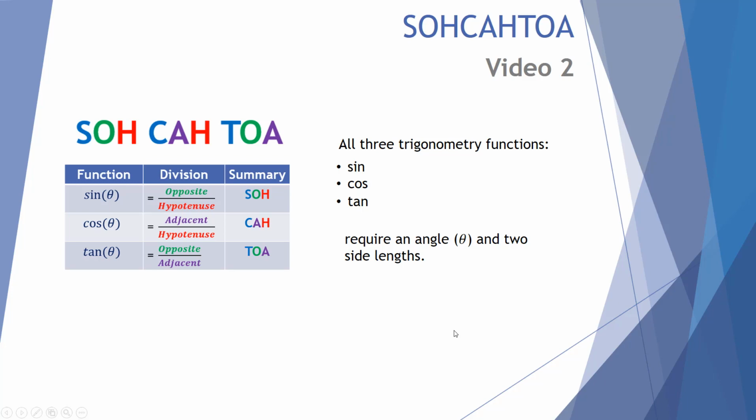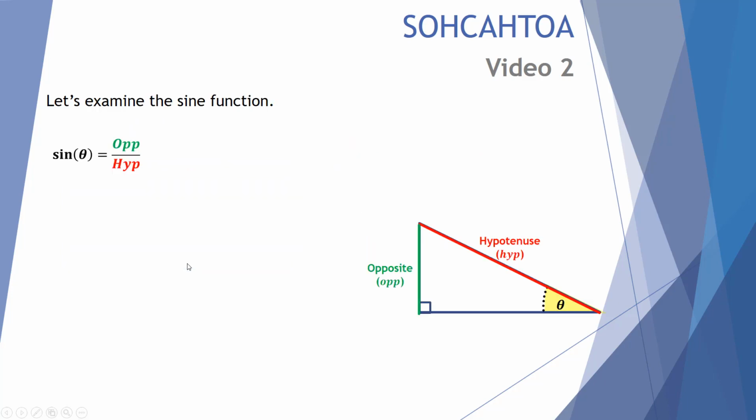So on with today's lesson. All three trig functions, sine, cos, and tan, require an angle, theta, and two side lengths. So in the case of sine theta, we have the side lengths opposite and hypotenuse. In the case of cos theta, we have the side lengths adjacent and hypotenuse. And in the case of tan theta, we have the side lengths of opposite and adjacent. So let's look at the sine function. Recall that sine is equal to opposite over hypotenuse. So we're looking at the sine of this angle theta, the opposite side length, and the hypotenuse side length as shown in green and red.